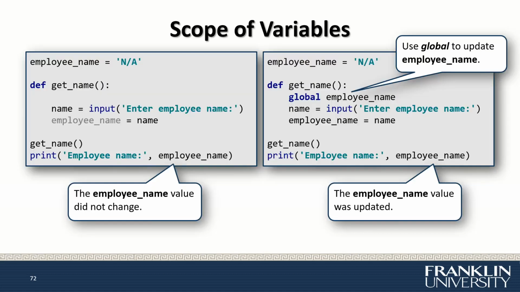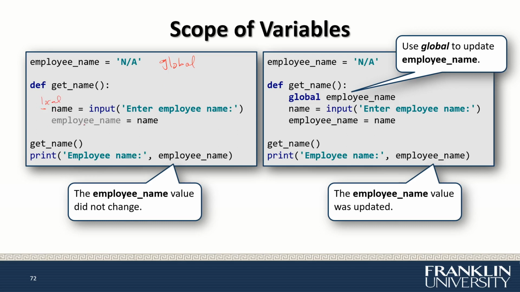Here's an example with a global variable. Can you tell me what is a global variable and what is a local variable? Global variables are any variables defined outside the function. So as you can see here, employee_name is a global variable. What is the local variable? Well, name is a local variable.